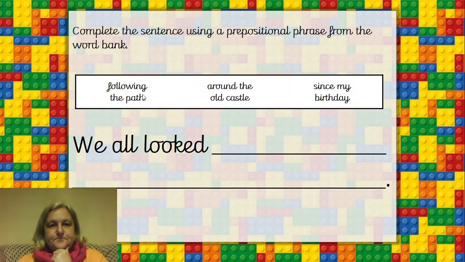Okay. So you're going to complete the sentence here using one of the phrases from the word bank. This says following the path, this says around the old castle, and this says since my birthday. These phrases all use prepositional phrases, but which one would be the right one? Which one would work? So you can pause it now and have a look.